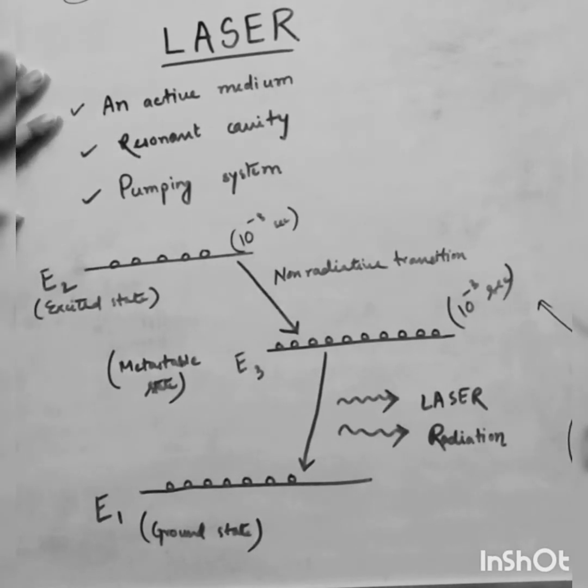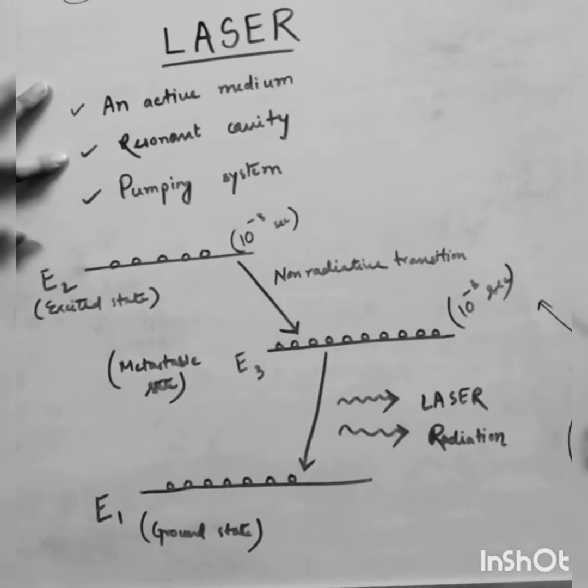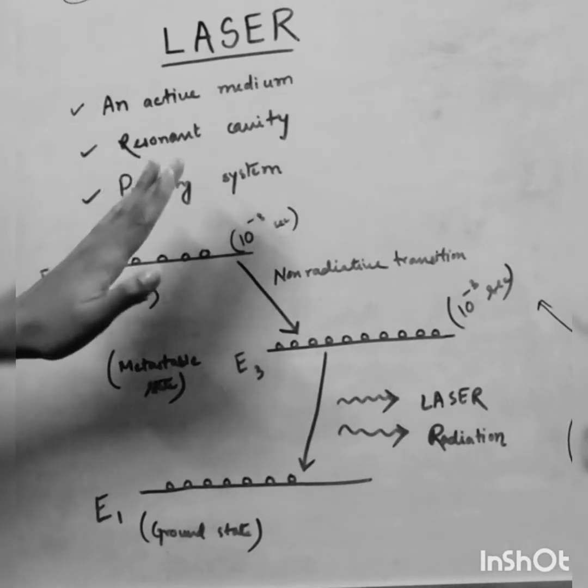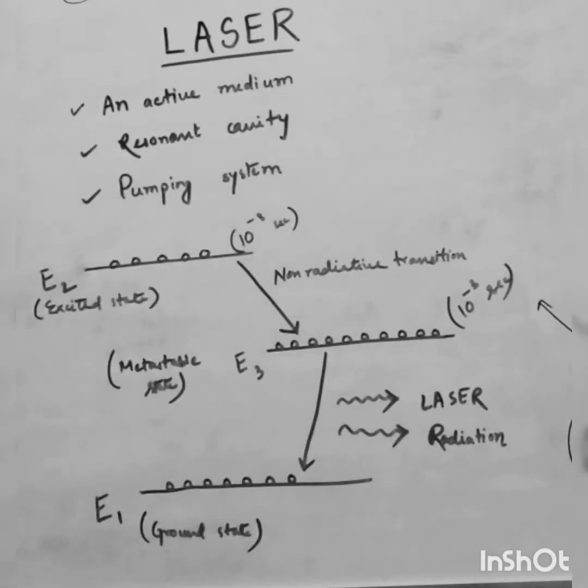First of all, we need an active medium having metastable states. We need a resonant cavity, which is a specially designed cylindrical tube in which the light intensity can build up by multiple reflections. The ends of the tube are silvered: one end is completely silvered and the other end is partially silvered, so that an intense beam can emerge out of it. The third is a pumping system, which is required to achieve the population inversion.